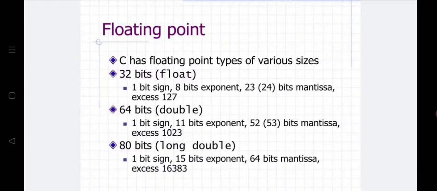If I am going to go with a long double precision, then 1 bit for the sign bit, 15 bits for your exponent, and 64 bits for your mantissa. So this is nothing but your total 80 bits, which is nothing but your long double. Okay, so on the whole, single precision is 32 bits, double precision is nothing but your 64 bits, and long double precision is nothing but your 80 bits.